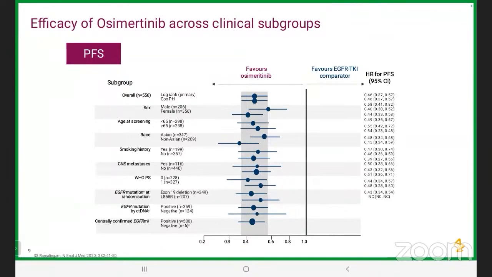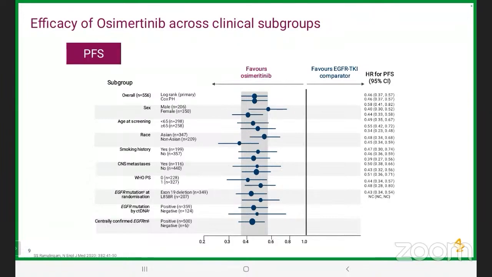So, looking at the subgroup analysis, in which subgroups did the drug do best? Based on gender, age at screening, race, smoking history, baseline metastasis, and EGFR mutation, exon 19 versus L858R, across the board it proved to have significant benefit compared to the standard-of-care arm.